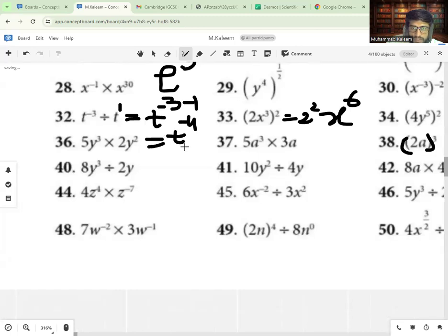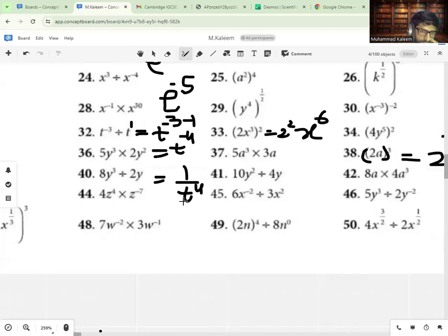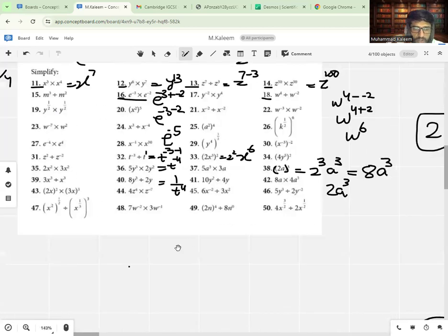Instead of writing our answer in negative index, I prefer to write in positive. So you also have to write your answer in positive index. Try to always write your answer in positive index. So we just have to take this to the denominator, so it will become positive. That's all. 1 over t raised to the power 4 will be our answer. You can practice the remaining questions, or you can practice this question from your book. Basically, mostly we have not similar questions, but the concept is the same. The index laws are the same.